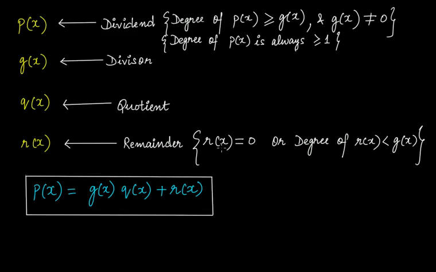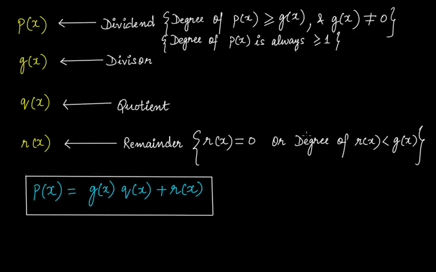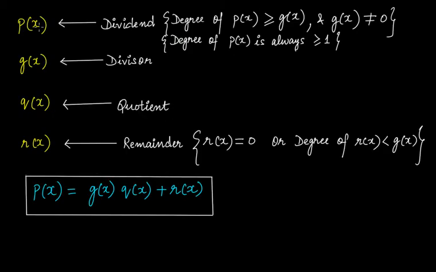So r(x), your remainder, can be a zero polynomial, or the degree of r(x) can be less than the degree of g(x). Right? Its degree will be either less than, not even equal to, will be less than, or it will be a zero polynomial. Like in this case, this 3 is actually less than 4. So by that analogy, the degree of r(x) will be less than that of g(x). Now, this formula of dividend is equal to divisor into quotient plus remainder is true here also. Dividend p(x) is equal to divisor into quotient plus remainder.